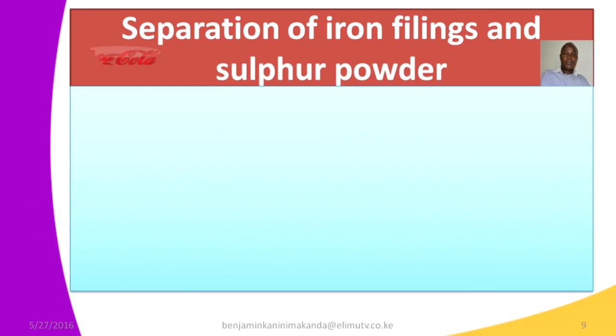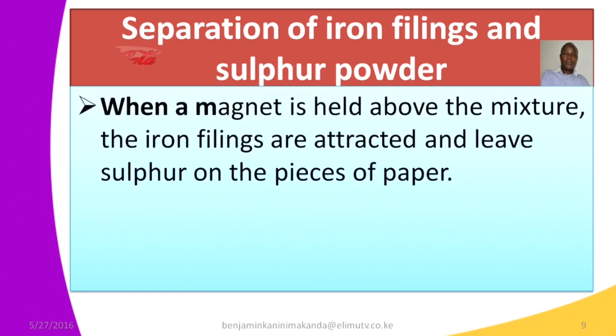Have you noticed that from the video that we have just watched? That iron filings are separated from sulfur powder by the magnet method because iron filings are attracted, leaving behind sulfur. So that's very true. When a magnet is held above the mixture, the iron filings are attracted and leave sulfur on the piece of paper. We have observed this because iron filings are magnetic material, and because they are magnetic material, they get attracted to the magnet, leaving behind the sulfur powder on the piece of paper.